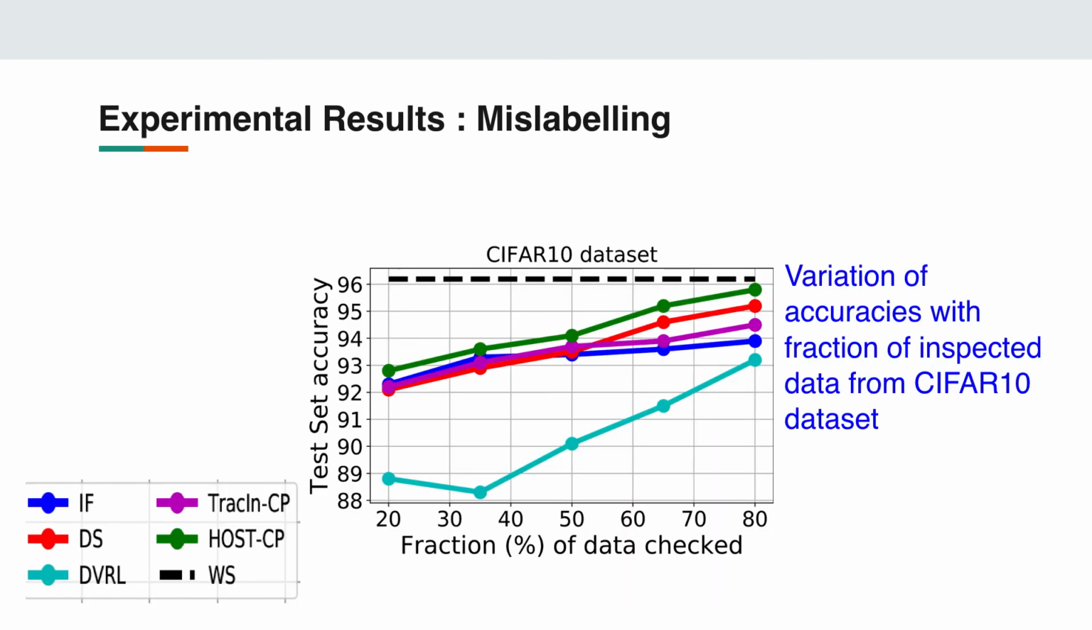We can observe here that with increasing inspected fraction of data, the accuracy increases and is comparatively higher than the baselines, denoting it is able to do an earlier detection of mislabeled examples.